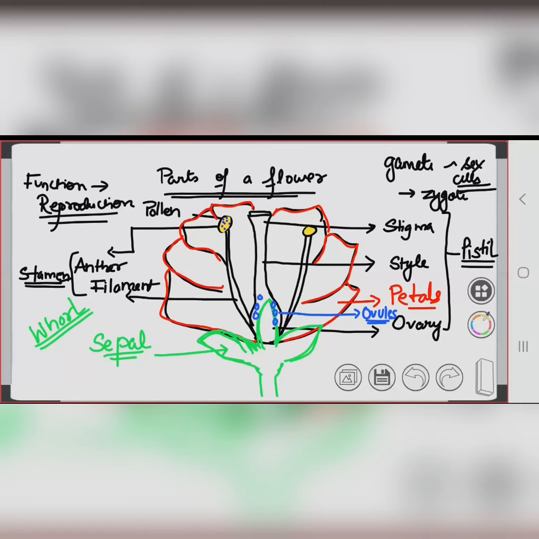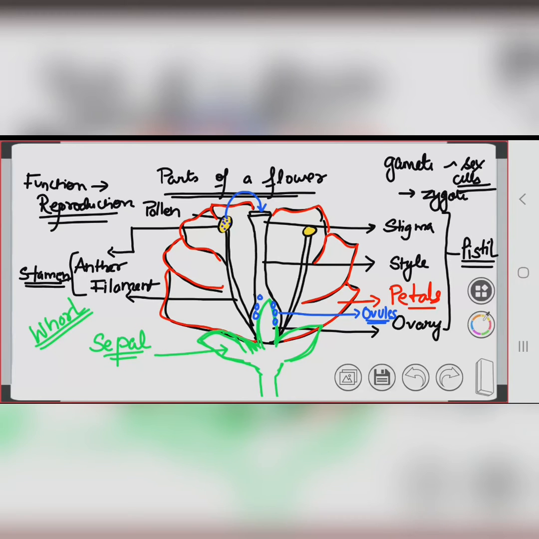Now, for a seed to be formed, this pollen, which contains the male sex cell, and the ovules need to fuse with each other. First, they need to meet. This process is called pollination. When pollen gets transferred to the stigma, that is called pollination.